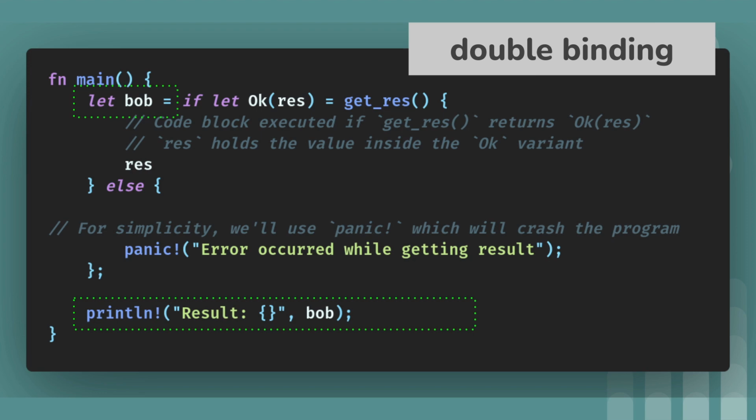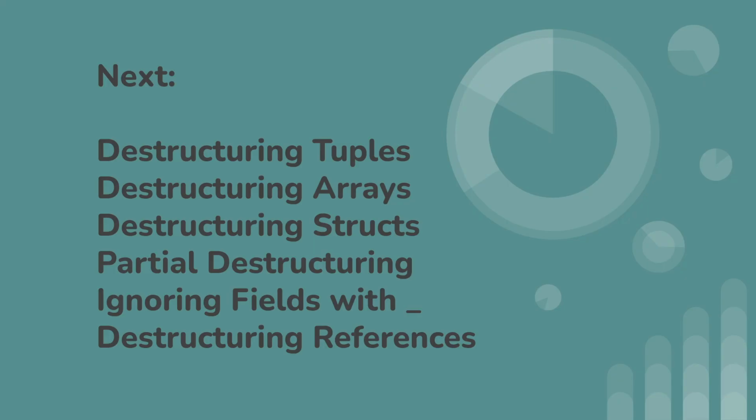So the double binding is when you actually assign an identifier. So you create a variable which is if let Ok res equals the answer from getRes. So effectively Bob will equal 42 and it will be the numeric value 42, if we use the previous numeric example.